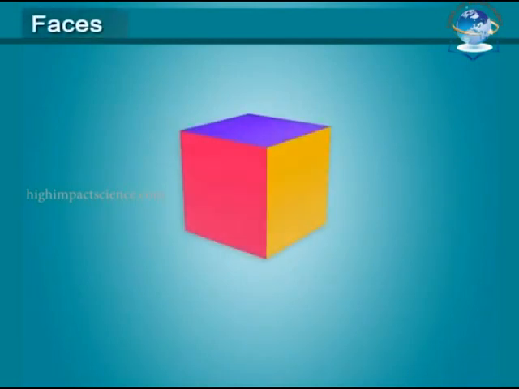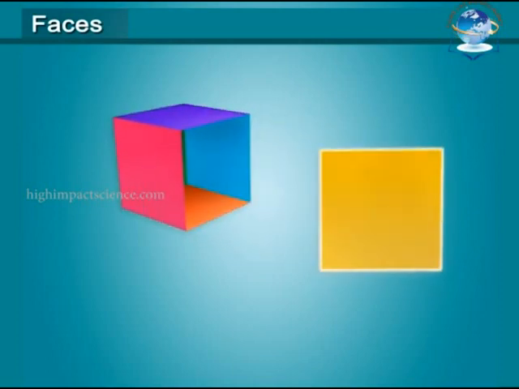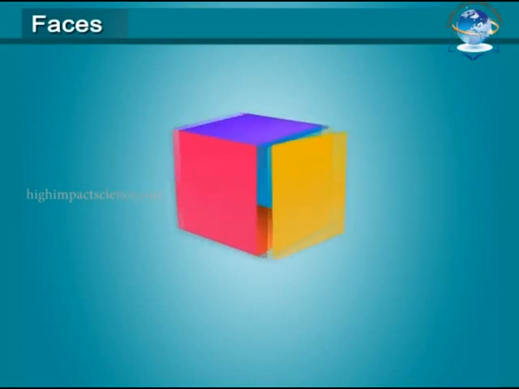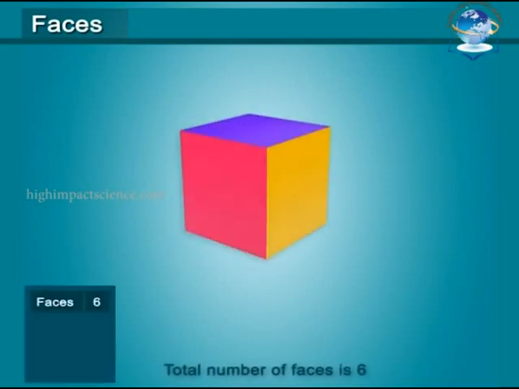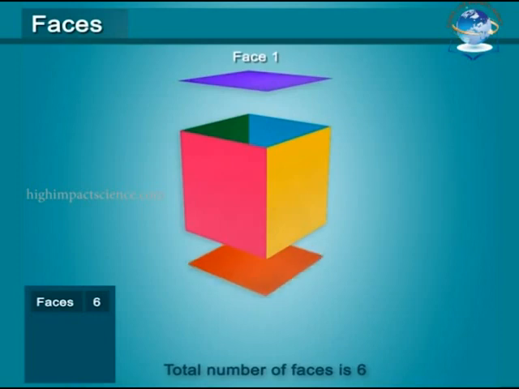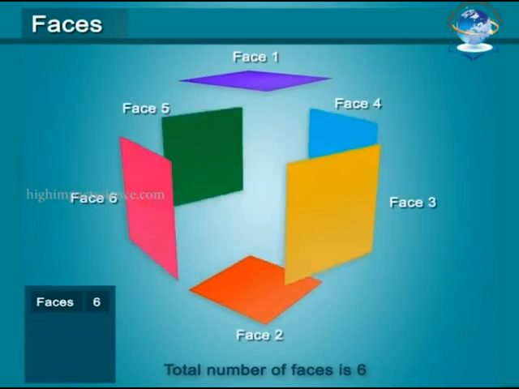The flat surfaces of a solid are called its faces. They are in the form of plane figures. In the given figure, the total number of faces is 6. A top, a bottom, and 4 around the sides.